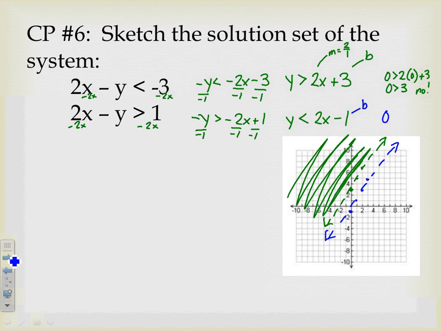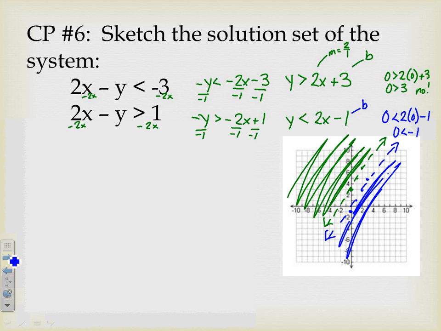I can use 0, 0 again because, believe it or not, even though my line's a little bit messy, it does not go through the origin. Is 0 less than negative 1? No, it's not. 0 is greater than negative 1. Don't do the side with the origin.